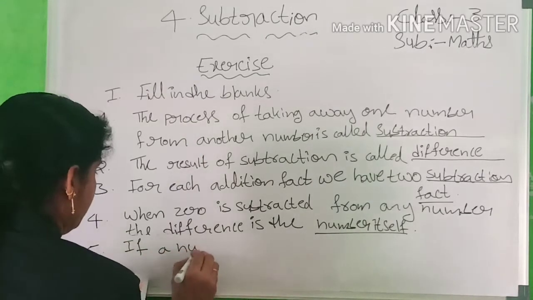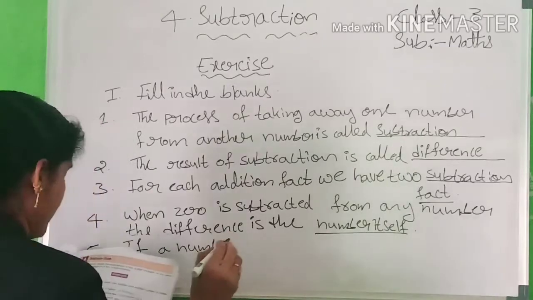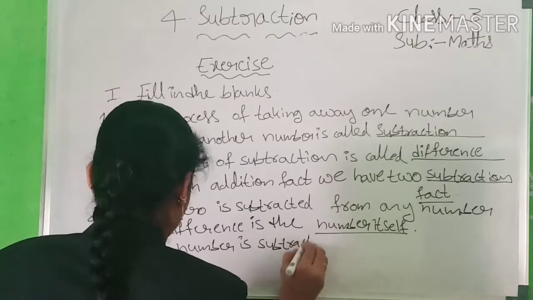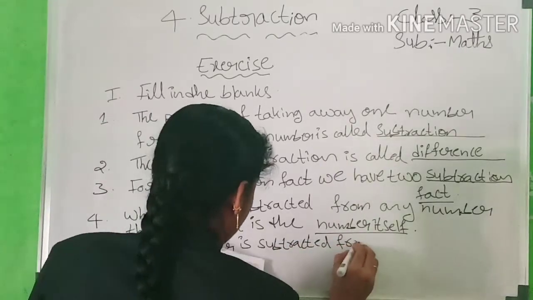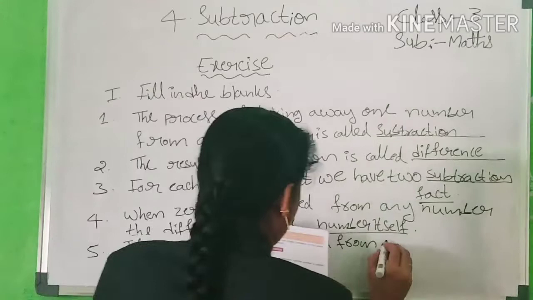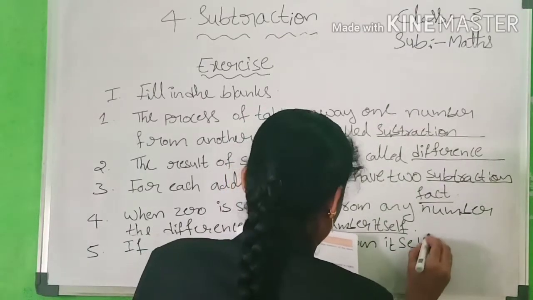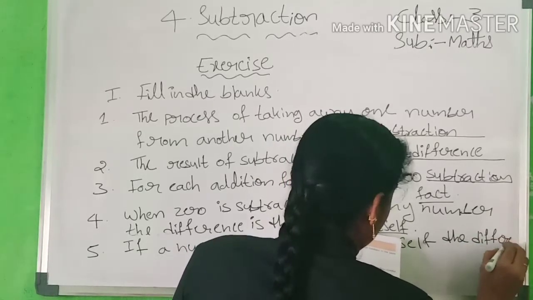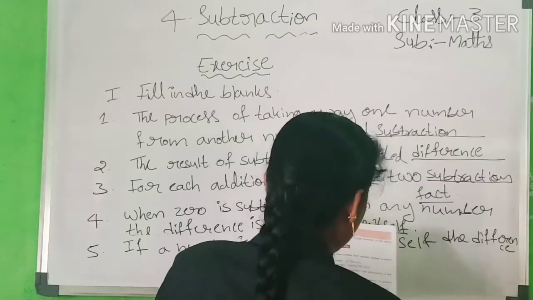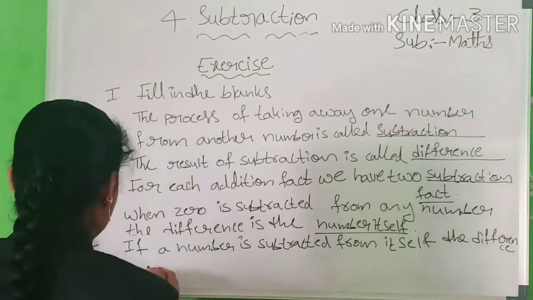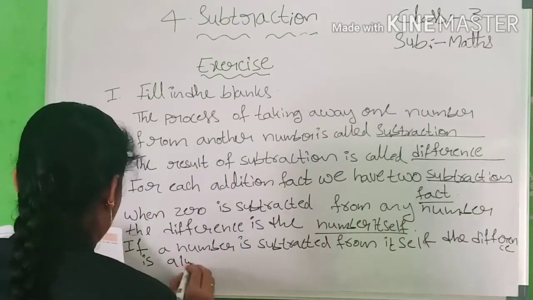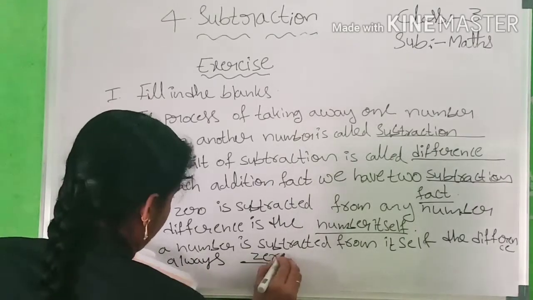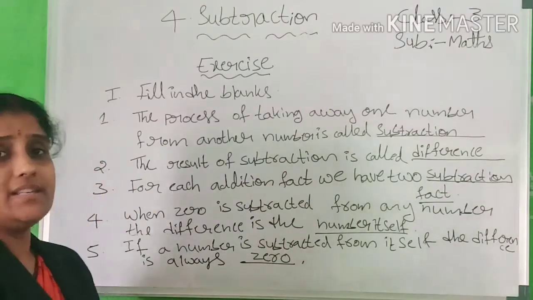If a number is subtracted from itself, the difference is always 0. Always 0.